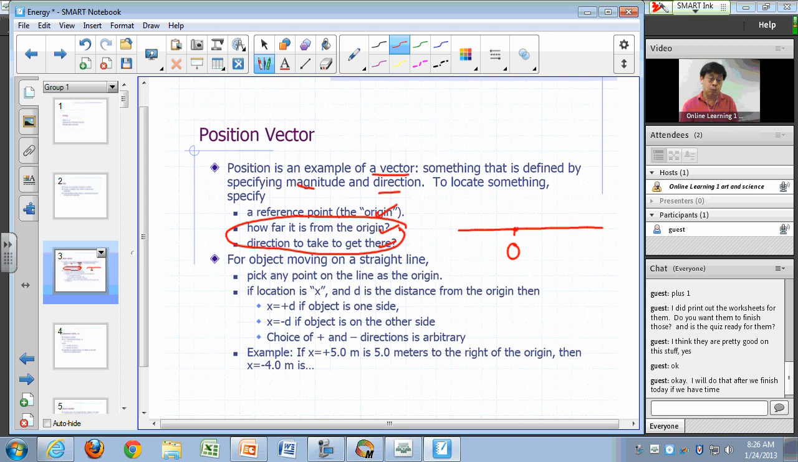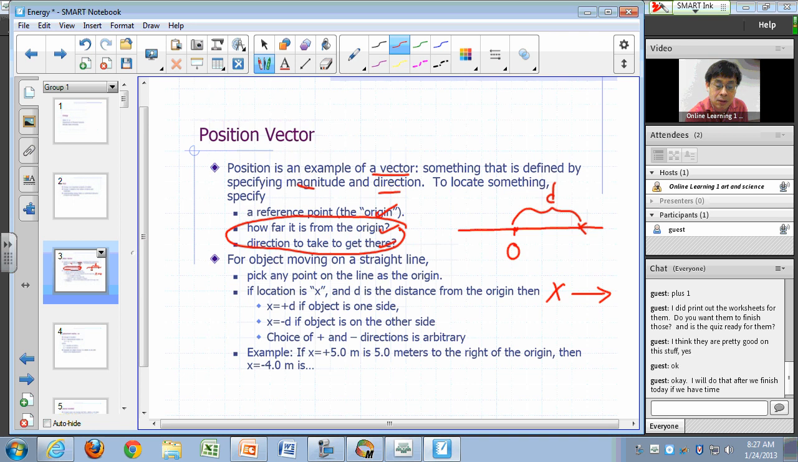Of course, you realize we live in a three-dimensional world, so you actually need more than just one number to locate something. So you pick a point on the line. Let's say you have an object moving on the line. So you pick a point on the line where the object is. Let's say an object is at this point. Okay. And we're going to call that location X. All right. And we're going to say this distance right here is D.